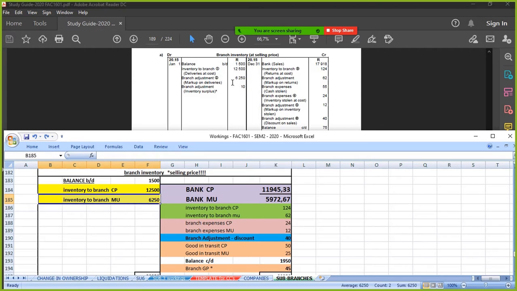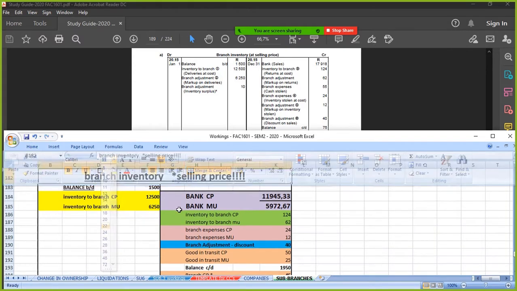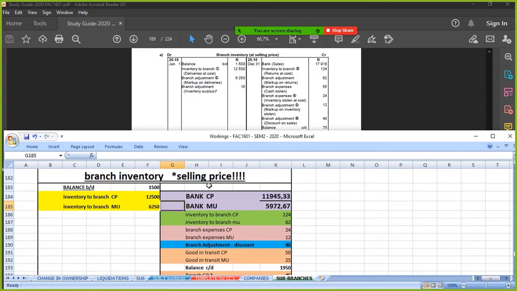Okay, even they've shown it. You can't take it out because it's at selling price. You have to show it at selling price. You can't not show it at selling price. Okay, remember branch inventory is accounted for at selling price. I can't just take out the inventory markup. I can't just take that out.